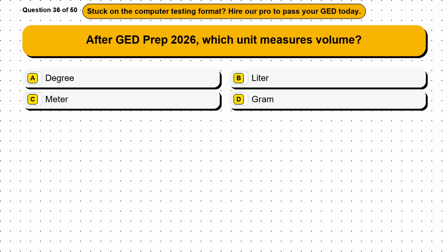Question 36. After GED Prep 2026, which unit measures volume? Option A degree. Option B liter. Option C meter. Option D gram.